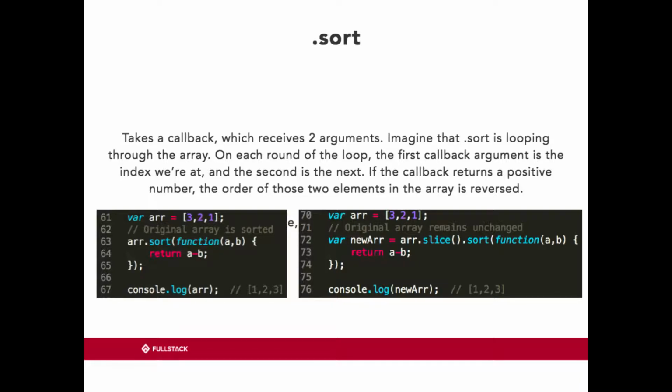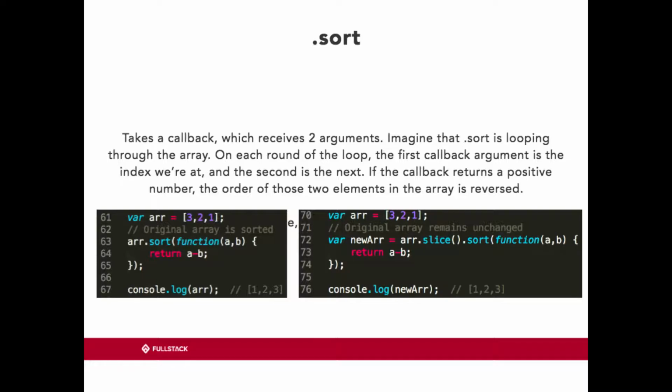Okay, so in this case, my original array is 3, 2, 1, right? I have my binoculars. I start at index 0. A is going to be 3, and B is going to be 2. And I say, okay, great, return to me 3 minus 2, which is 1. It's a positive number, right? And so that positive number tells me that, hey, these 2 things should be switched. So after the first pass, my array is going to look like 2, 3, 1.